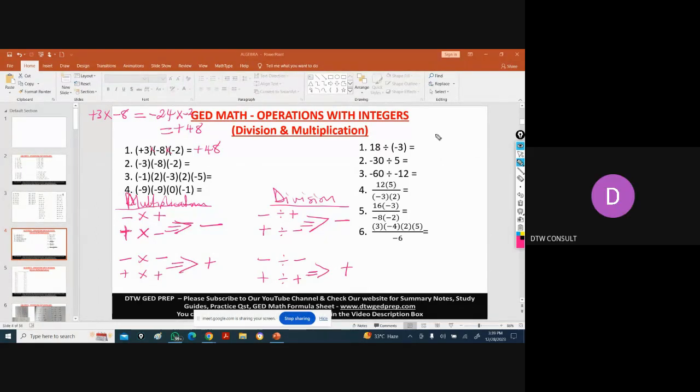Now look at this. This is a negative 3 times a negative 8. Okay, 3 times 8 is 24. But what is negative times negative? It gives us plus. Okay, positive. So we have positive 24. Then finally times a negative 2. Positive 24 times a negative 2, and what does that give us? Negative 48, because positive times negative is what? Negative.